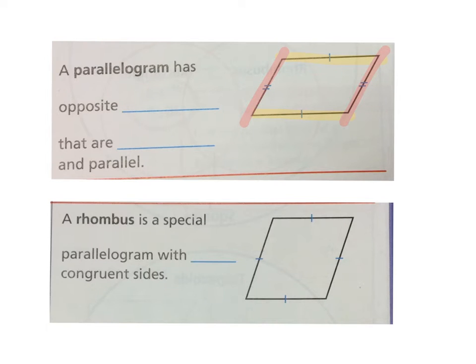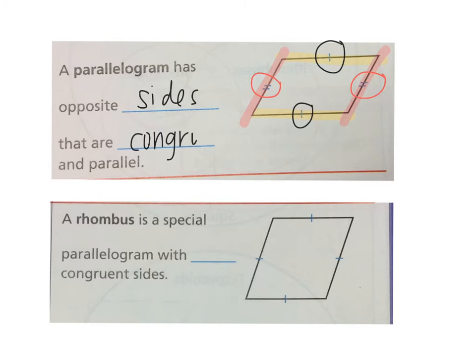A parallelogram has opposite what? Sides that are parallel, but I also noticed, look at those. Those opposite sides have the same tick marks, and these opposite sides have the same tick marks there too. What does that show about them? Congruent. So a parallelogram has opposite sides that are congruent. That means they're the same size and parallel.